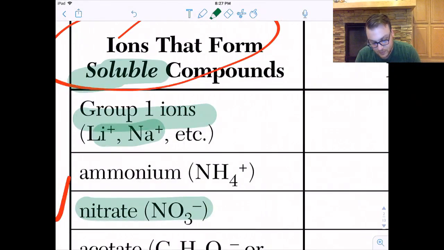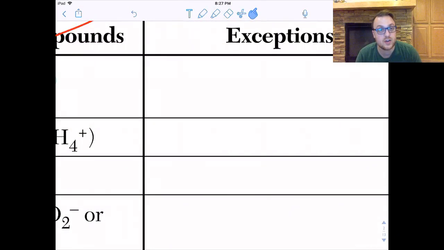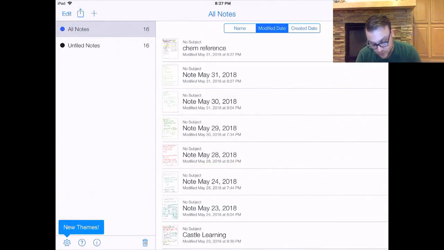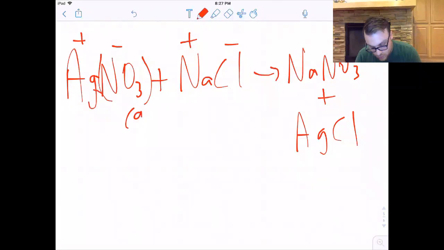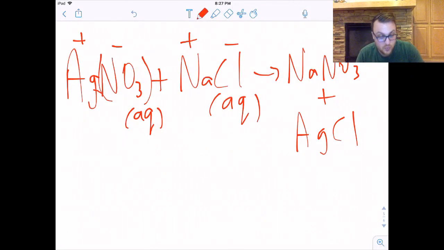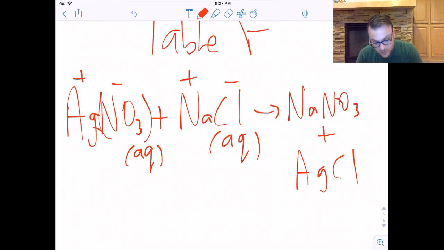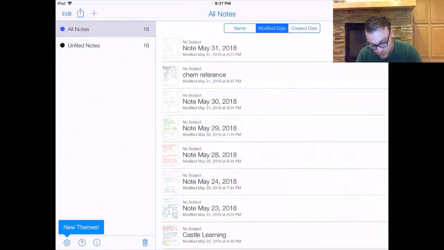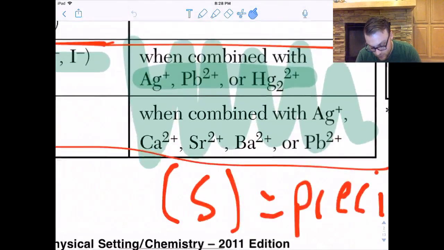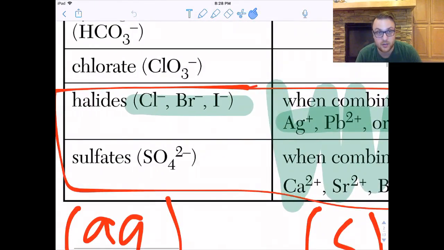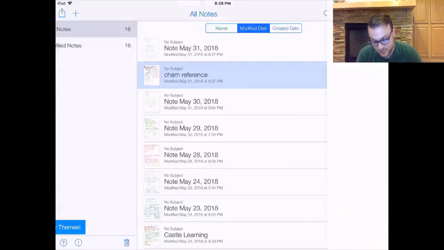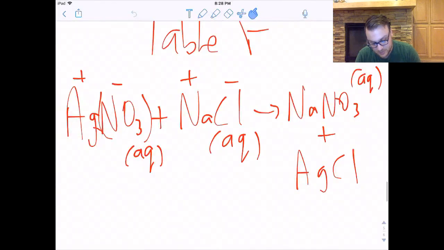So these two substances at the beginning are both aqueous because they both dissolve in water. NaNO3 is a double combo, group 1 and NO3, so that is definitely aqueous. But AgCl was one of the exceptions down here. When Ag is combined with Cl, it's not soluble. It forms a precipitate. It forms a whitish gray solid at the bottom of your test tube or flask.